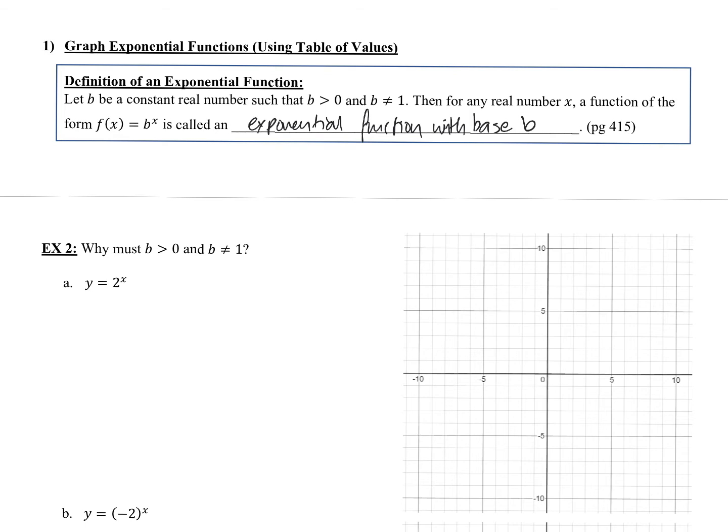A few quick important features to note about exponential functions. All right, so the domain of an exponential function is going to be all real numbers. The range is going to be 0 to infinity. And we have the line y equals 0, which is our horizontal asymptote.